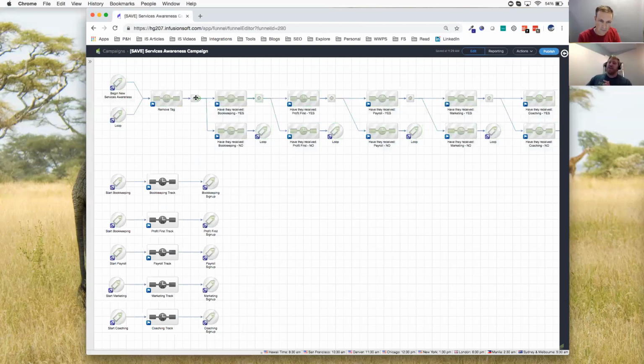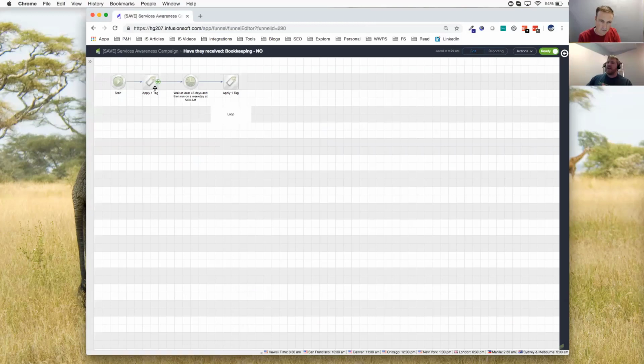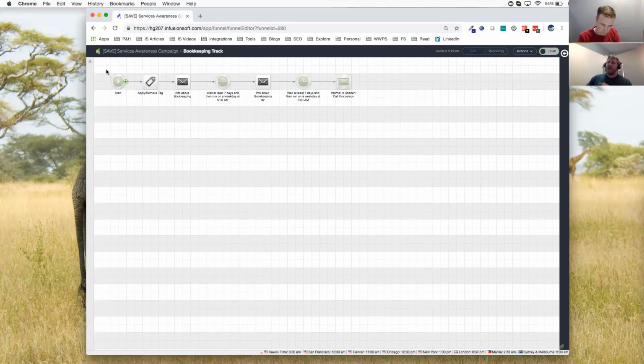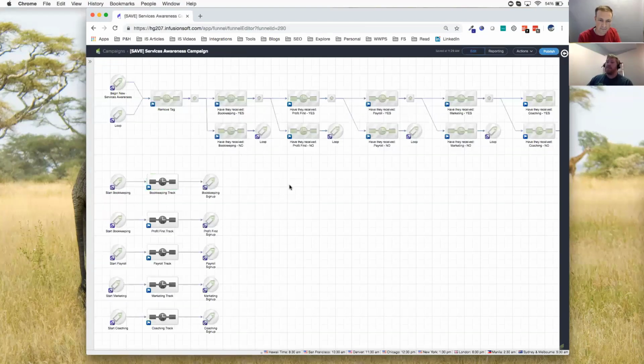If the answer here is no, they are not either a client or they have not received this material yet, then they come down here, and there's a tag here that is just saying, hey, start that bookkeeping conversation. So they come down into this track, and there's a bunch of marketing material here. So I moved her campaign into my app, by the way. That's why some of this stuff isn't live in my app. But I just wanted to be able to talk through the strategy here.